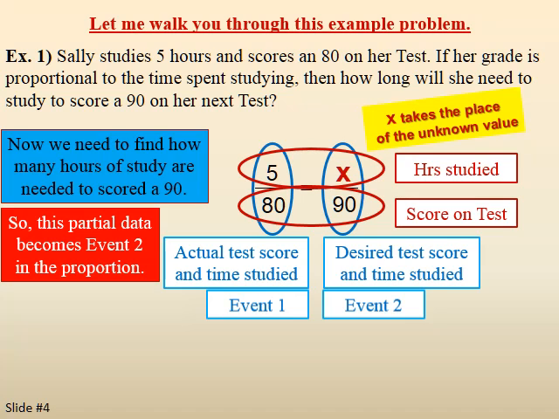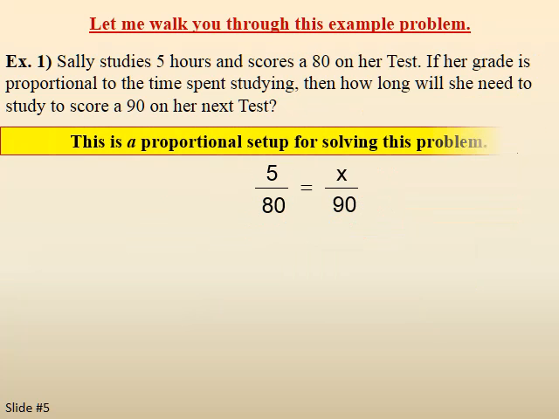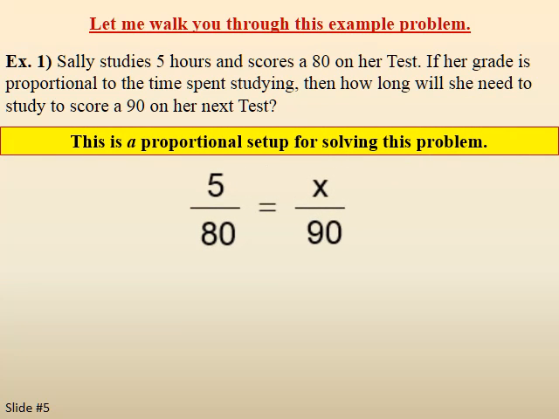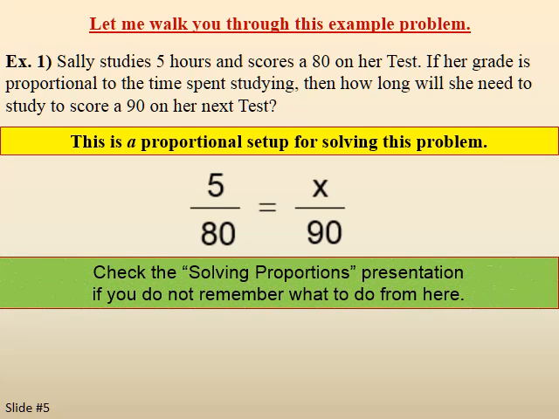So the numerator is hours studied. I use an X to represent the unknown value. So I'm related vertically. The first fraction, 5 over 80, is what she actually did. The second fraction, X over 90, is what I'm trying to find. Related horizontally, hours studied across the top is the numerator, and then the denominator is the test score, percentage is the units. So this would be the proportional setup for solving this problem. Again, check the solving proportions presentations if you do not remember what to do from here.